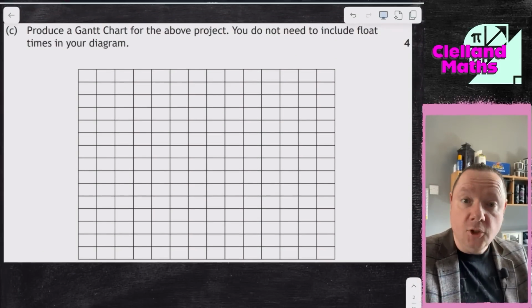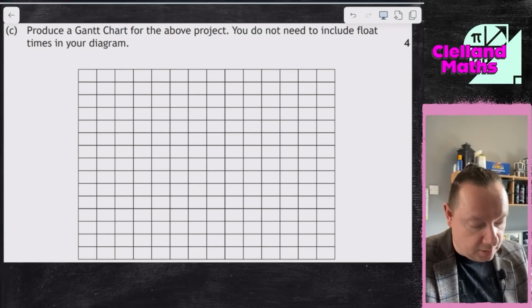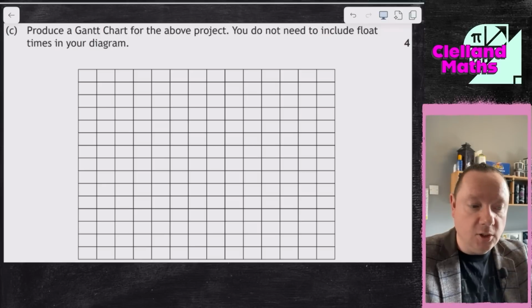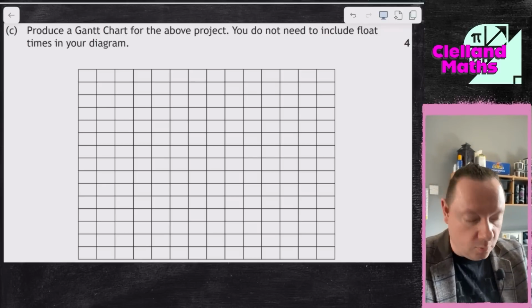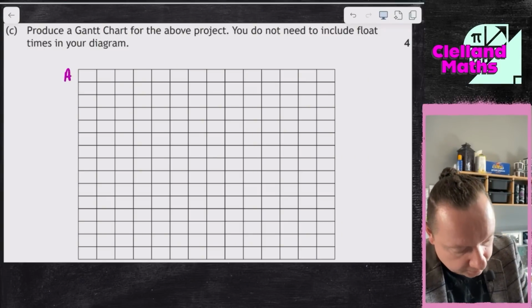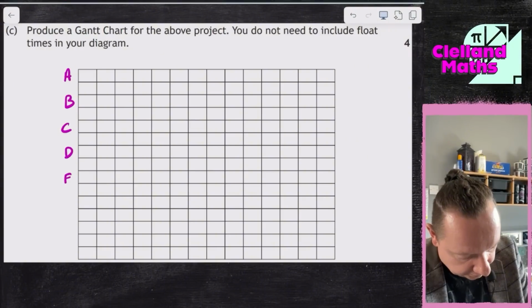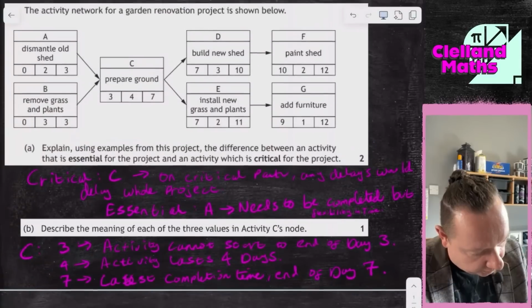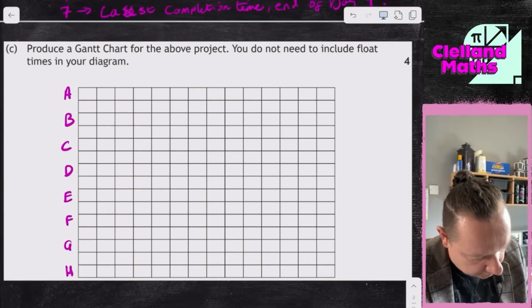Part C. Produce a Gantt chart for the above project. You do not need to include float times. I'll explain what happens if you had to include float times, but let's just do that now. So we can go down the way or up the way, but I'm just going to go down the way. So we're going to start with A, space B, space C, then D, then E, then F, then G, and then hopefully there's a H as well. There is. There was no H. I can delete that one then.